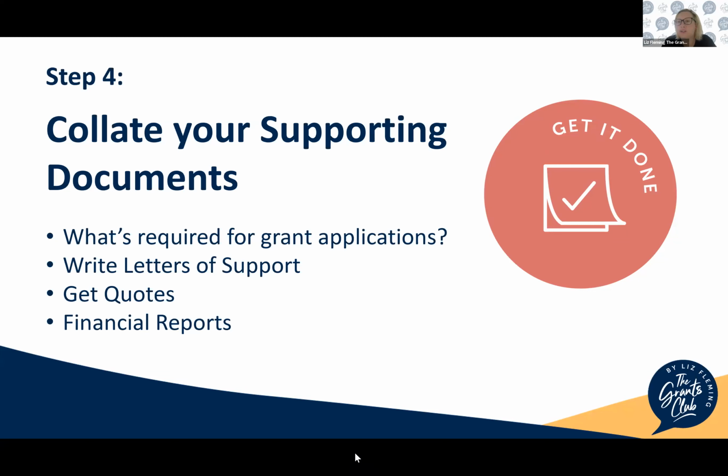Financial reports. So in Australia, most grants more than $50,000 require the last 2 years of financial reports to be attached as part of the grant application. So again, having your books up to date, whether that be in Xero or MYOB, being able to run a P&L and sometimes a balance sheet to be able to, again, attach to your application is really important. And at this point, this is just about getting it done. This is a lot to collate at this point.